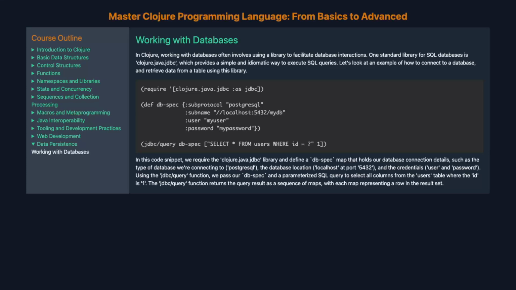The JDBC/query function returns the query result as a sequence of maps, with each map representing a row in the result set.